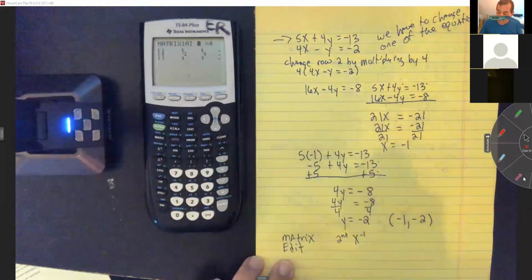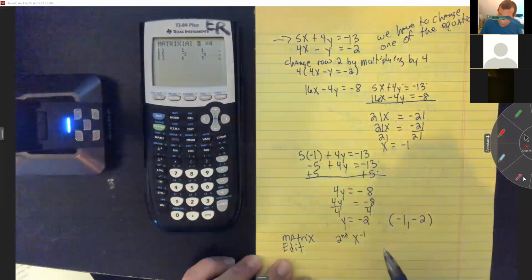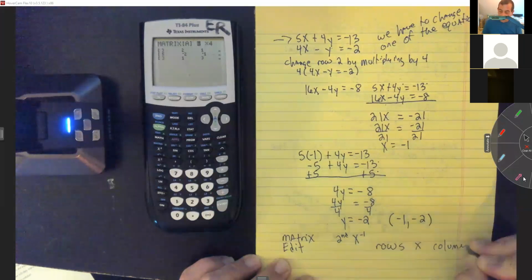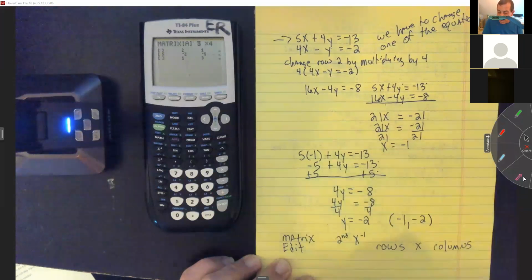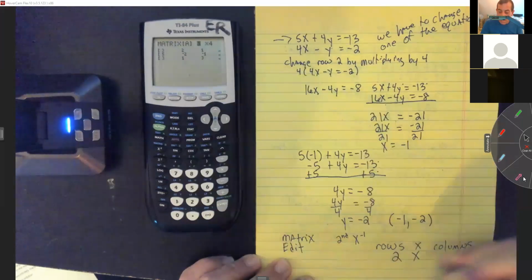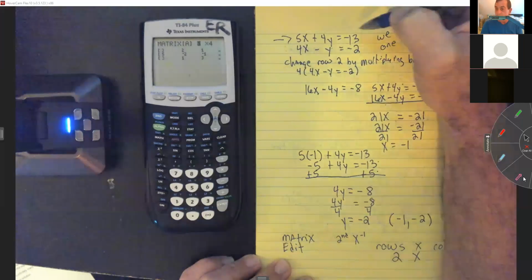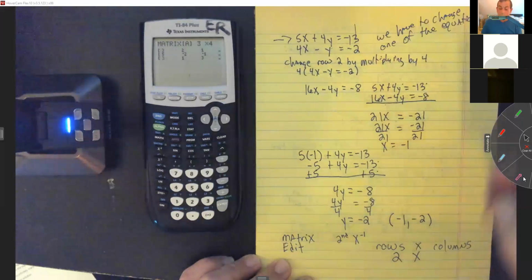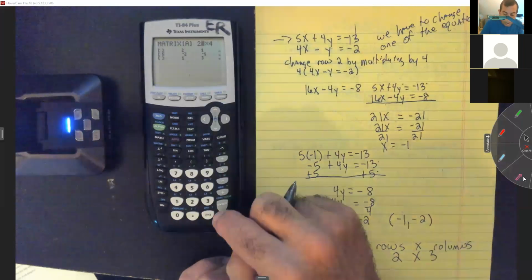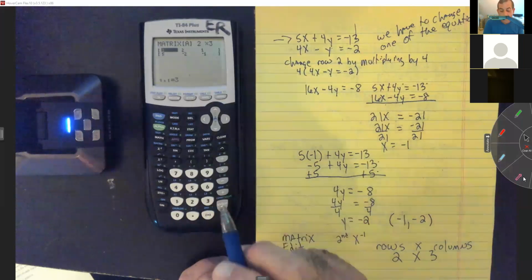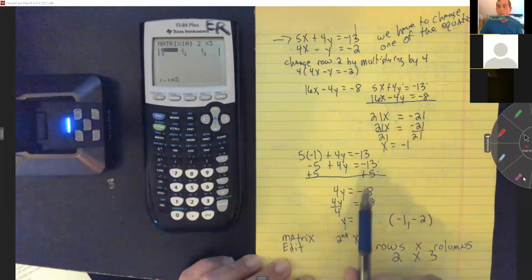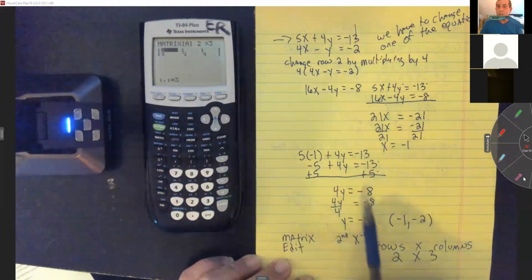For a matrix, we have to put in how many rows by columns. This equation I just did had 2 rows, and I had the x's, the y's, and the numbers, so it had 3 columns. So we go 2 rows, enter, 3 columns, enter. What that does is make 6 places for me to put my 6 numbers. We do not put letters, only the numbers.